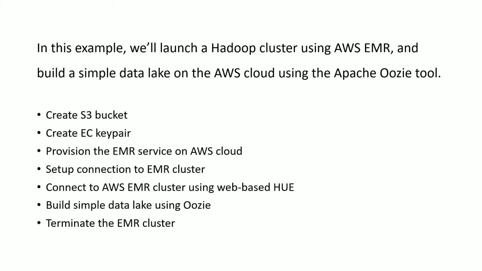First, we will create the S3 bucket and EC2 key pair, and then we will provision the EMR service on the AWS cloud. Then we will set up the connection to the EMR cluster we provisioned, and then we will connect to the cluster using the web page. After that, we will build a simple data lake using the Oozie job, and finally we will terminate the EMR cluster. So these are the steps we are going to do.